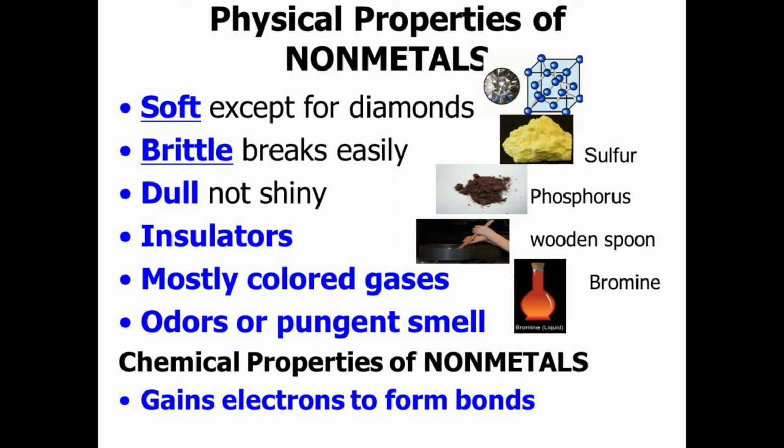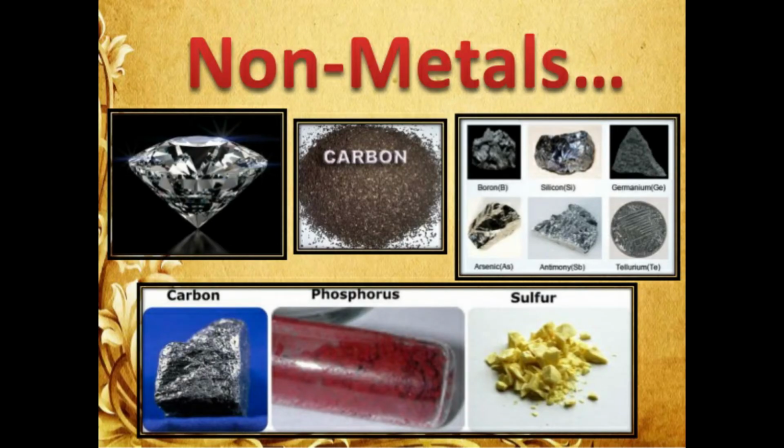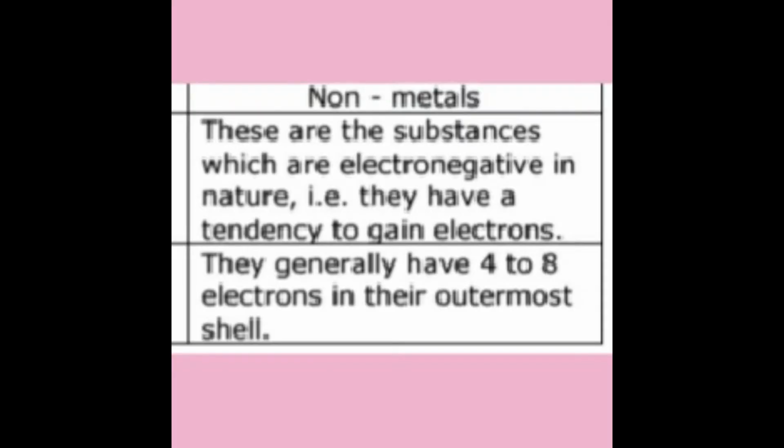Nonmetals do not conduct electricity and heat, except in a few cases like graphite, a form of carbon. Non-metals do not conduct electricity and heat because, unlike metals, they do not have free electrons. For example, sulfur and phosphorus are non-metals which do not conduct heat and electricity. Exception, carbon in the form of graphite is the only non-metal which is a good conductor of electricity.